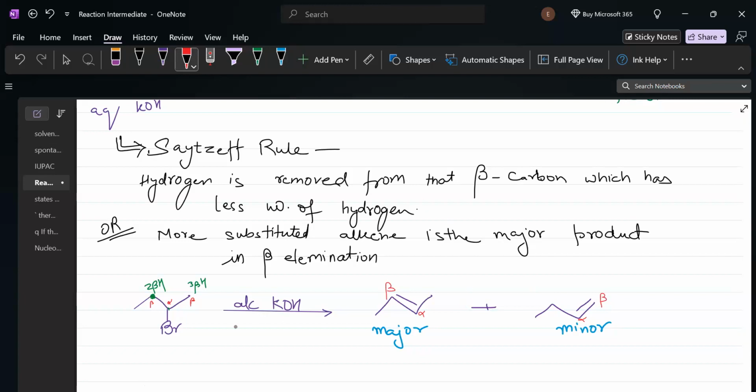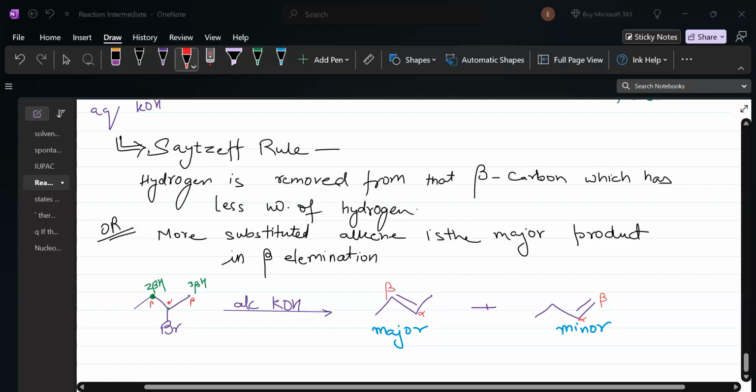Okay. So, understood this point? Yes, sir. Can you see, with respect to this pi bond, 6 alpha hydrogens are present, and with respect to this pi bond, only two alpha hydrogens are present. So, in a more advanced way, we can say that the more stable alkene which is finally formed is the major product. Okay.